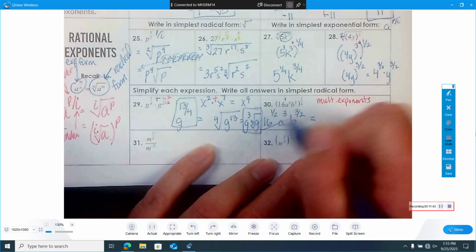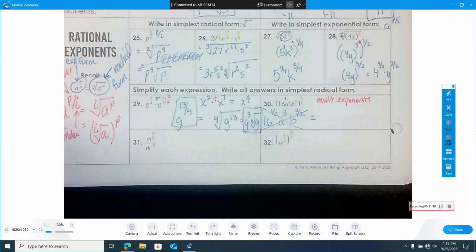So because I didn't read the directions, I sort of went about this the wrong way. So I'm going to start over here on number 30. What we did is not wrong. It's just not the easiest way to get where we're going.